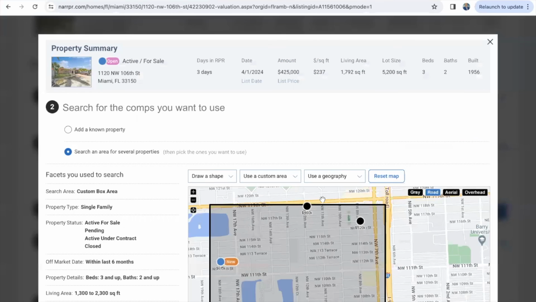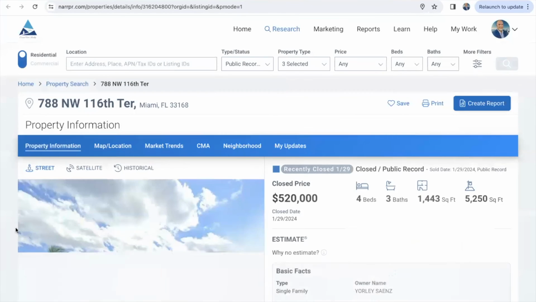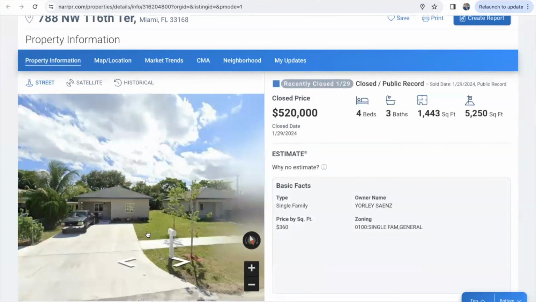You can come here, hit edit, and take a look. Here is one that sold at 490, another 520, another 460, but these are smaller homes, 550, 443, 1443, and 1472. These are all smaller homes, 360 square foot, 360, 312. So let's take a look at this one. Unfortunately, we can't see pictures of any of them, but this is the one that sold at the highest price per square foot.